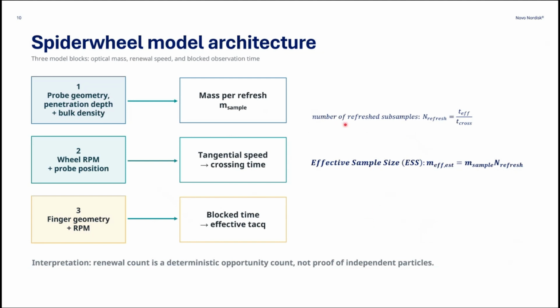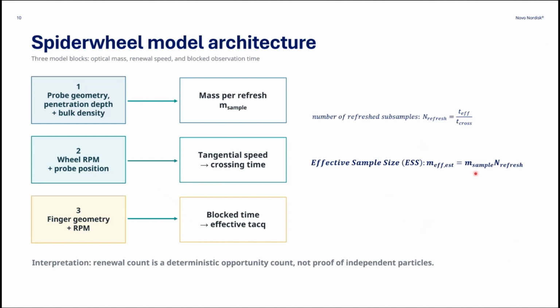We can calculate how many refreshed samples we have by taking the effective time divided by the time it takes to cross, so the number of adjacent circles, as you can say. And then we multiply that with the naive way of calculating the effective sample size for one of these circles, one of these cylinders.